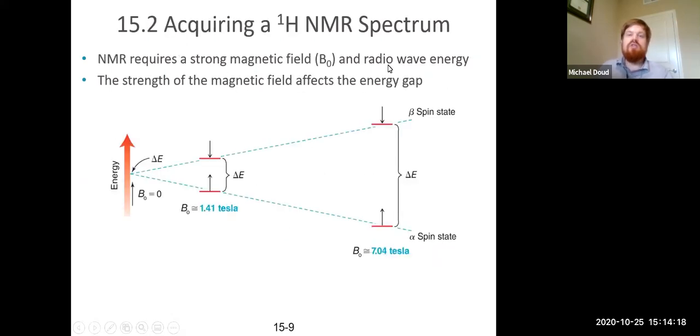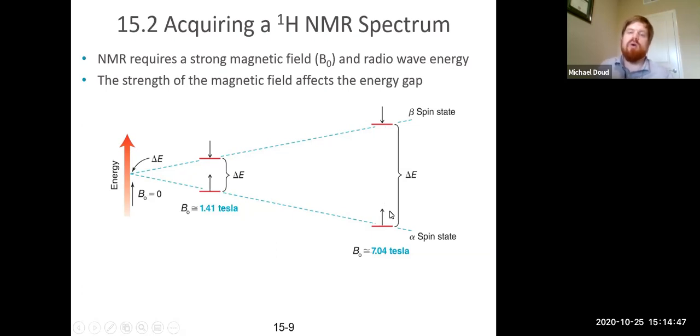Yeah, so you do need a very strong magnetic field, and then you're going to use radio wave energy to actually do the flip. The stronger the magnetic field, the bigger the energy gap is going to be. So basically, like here, if we have a 1.41 Tesla external magnetic field, we have a relatively small gap in energy. And then if we apply a 5 times bigger, 7.04 Tesla magnetic field, all of a sudden the gap is much higher.